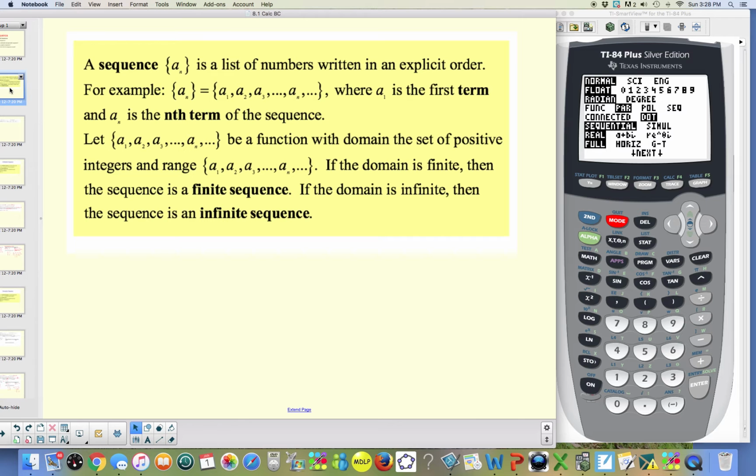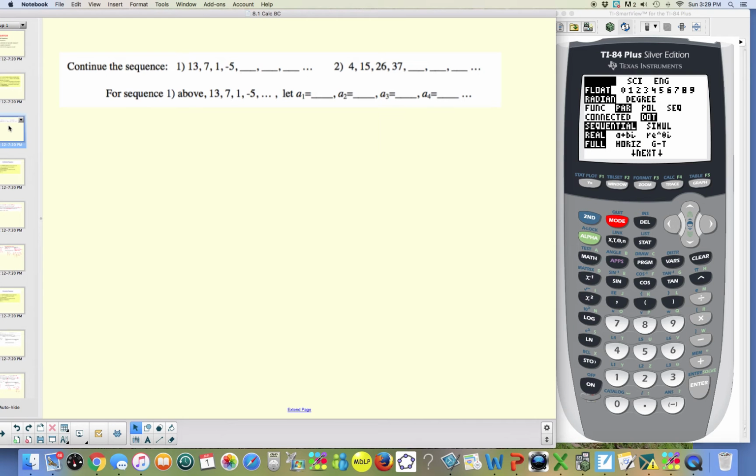In our experience, a sequence is a list of numbers. Every one of the numbers in the list is called a term. It can be finite or infinite. Take a minute to finish the sequences listed above.